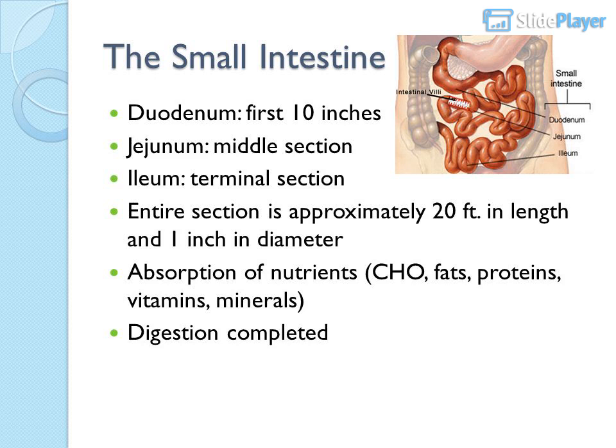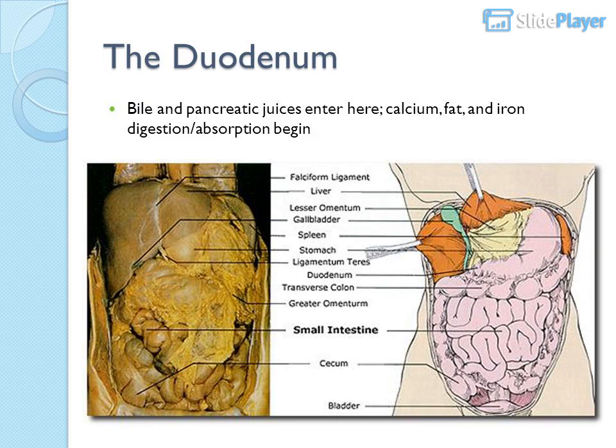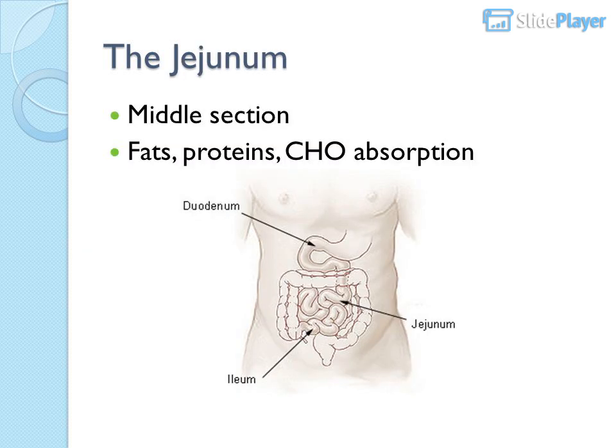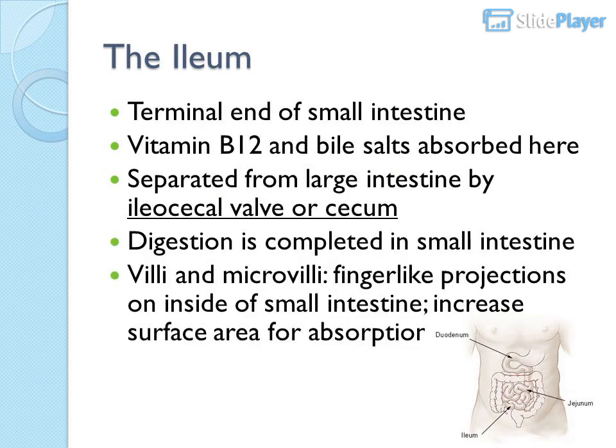Digestion completed. The duodenum: bile and pancreatic juices enter here, calcium, fat, and iron digestion and absorption begin. The jejunum, middle section: fats, proteins, CHO absorption. The ileum, terminal end of small intestine: vitamin B12 and bile salts absorbed here.